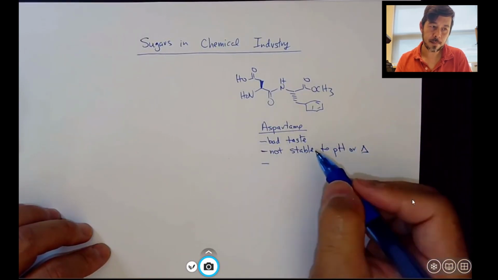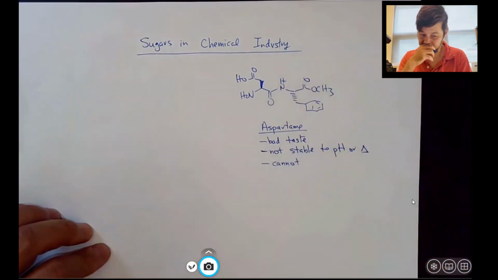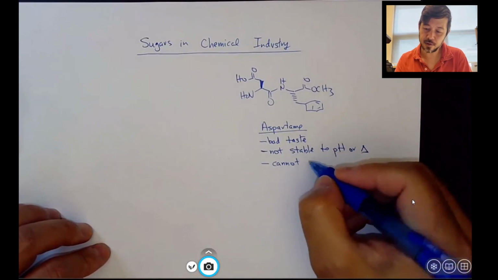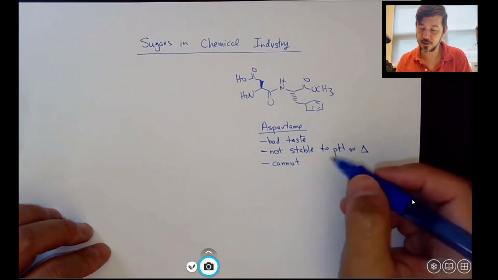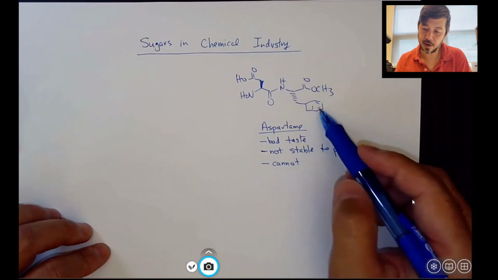And furthermore, some patients who have a rare disease called phenylketonuria have trouble metabolizing this, because they need to have a diet that's restrictive in the amino acid phenylalanine.